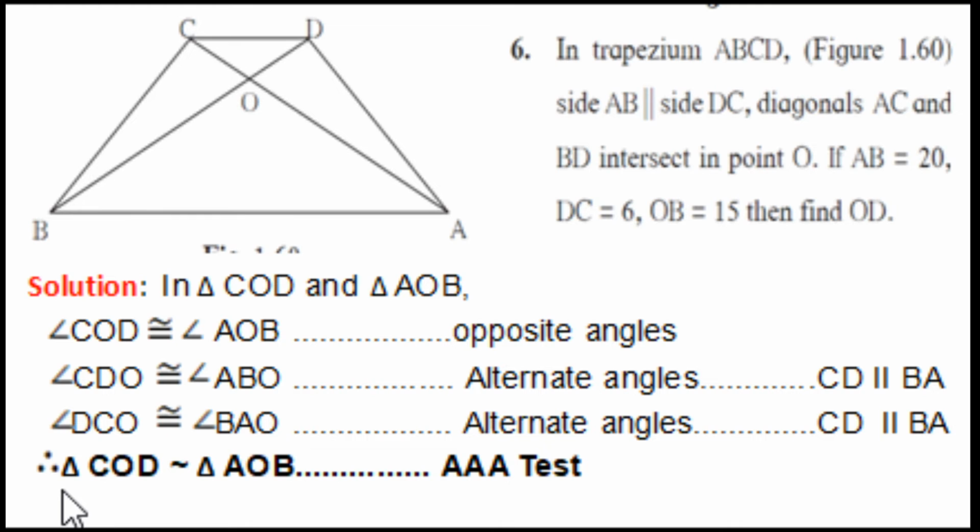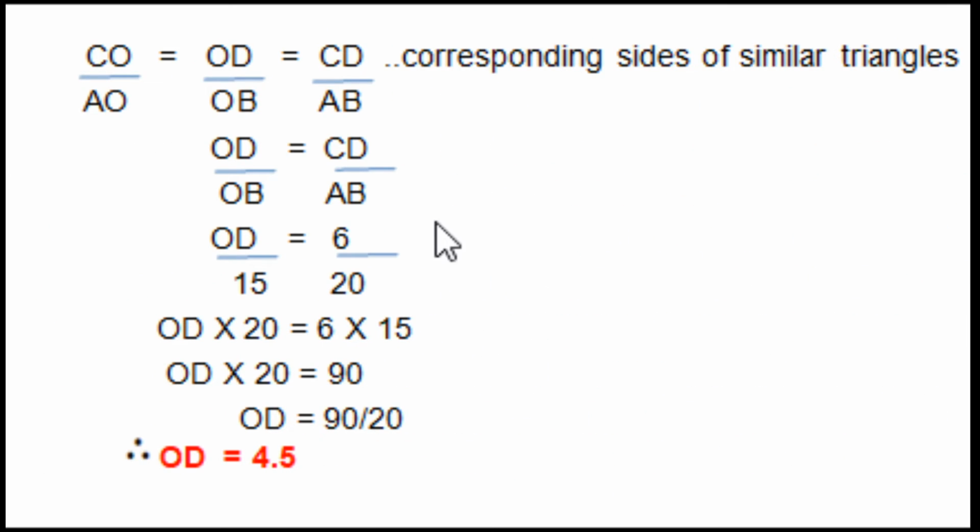So we get triangle COD similar to triangle AOB by AAA test. Then we are taking the ratios of these two similar triangles. CO upon AO is equal to OB upon OD, OD upon OB is equal to CD upon AB. Put values. OD we have to find out. OB is 15, CD is 6 and AB is 20. Cross multiply, we get OD into 20 is equal to 6 into 15, that is 90. OD is equal to 90 divided by 20, and we get OD as 4.5.